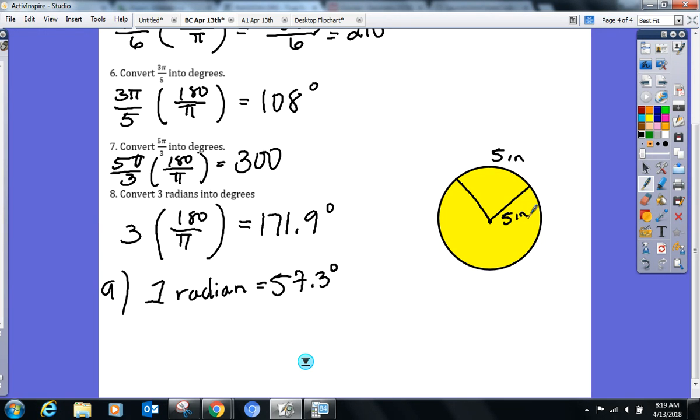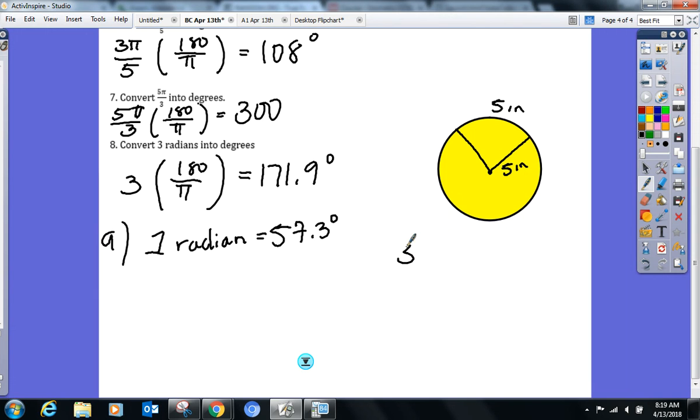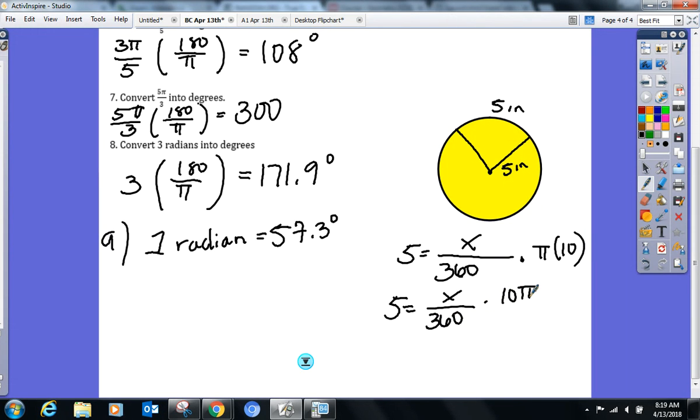Okay, use your arc length formula. Can you find out how many degrees are in that angle? I'll do it with you. Ready? 5 equals the measure of the arc. Do we know the measure? No, that's what we're trying to find because remember, the measure equals the central angle over 360 times pi d. Pi times 10. Okay, help me solve for x. You guys did this for homework. 5 equals x over 360 times 10 pi. What are you guys multiplying both sides by? 360.